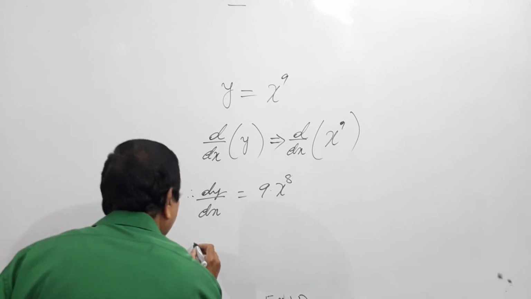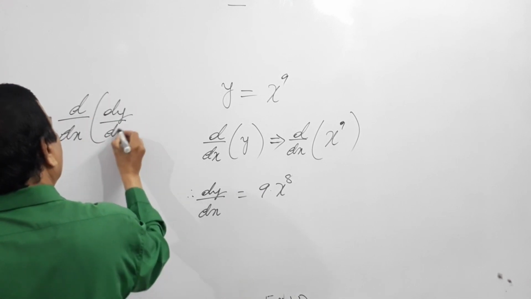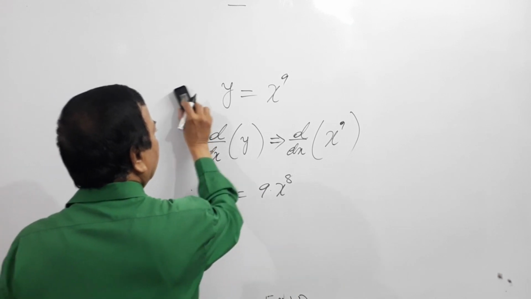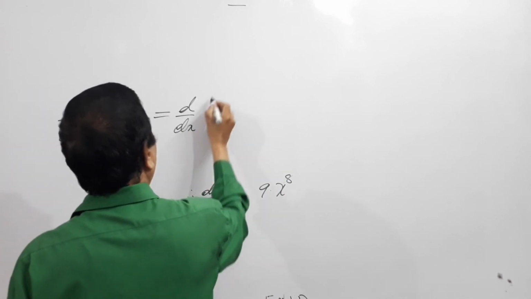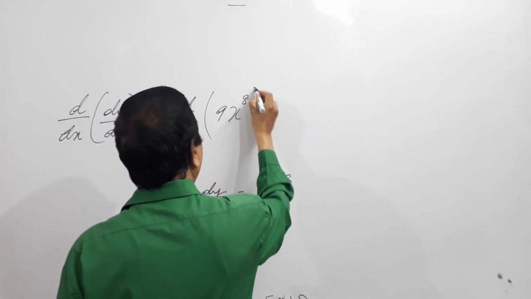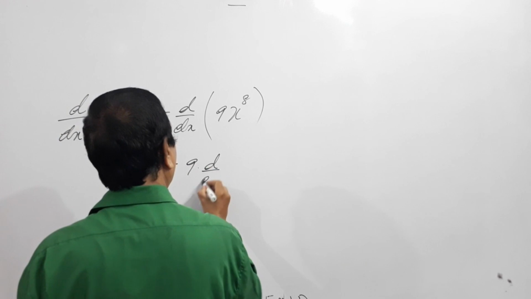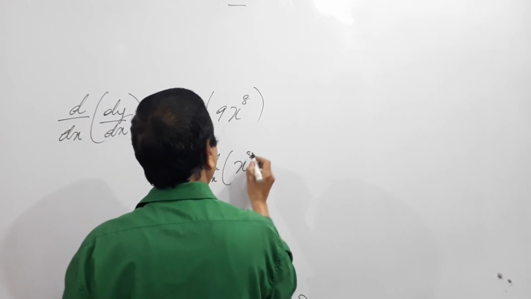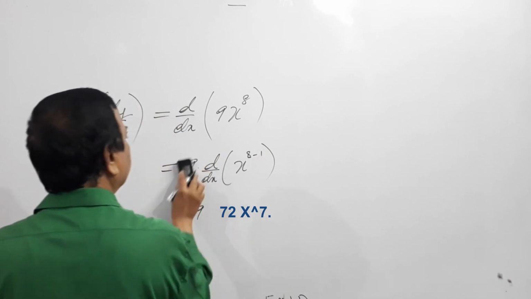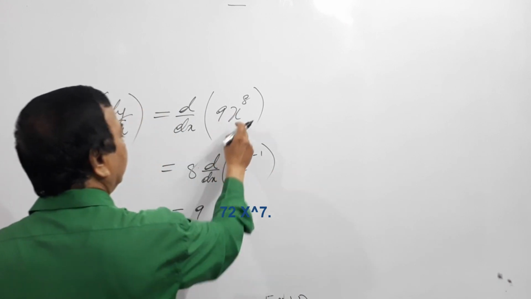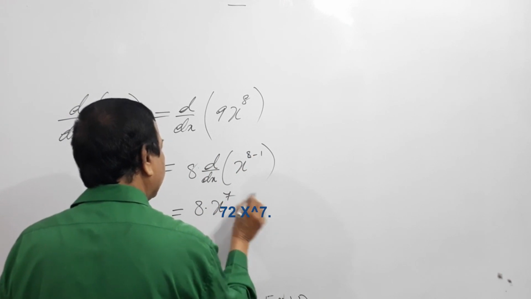To differentiate this, we write d by dx of dy by dx. So d by dx of 9x to the power of 8. Again you are differentiating this. I take this 9 outside, d by dx of x to the power of 8, and that becomes 8 into x to the power of 8 minus 1, that becomes 8 into x to the power of 7.